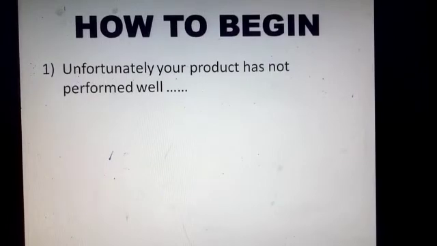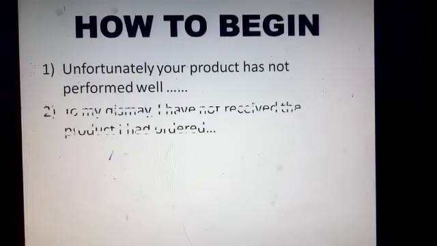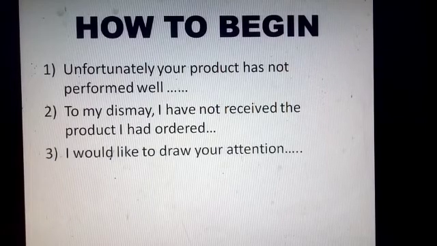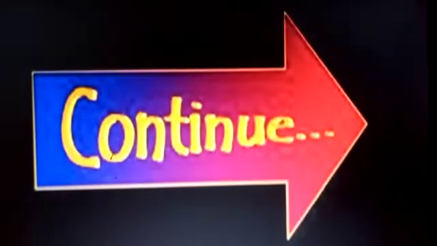First you can write, "Unfortunately, your product has not performed well." You can use these lines in your first para. And second is, "To my dismay, I have not received the product I had ordered." And third is, "I would like to draw your attention," and you can continue. So these are a few lines with which you can begin your para. That is, you can use these lines in your first para.